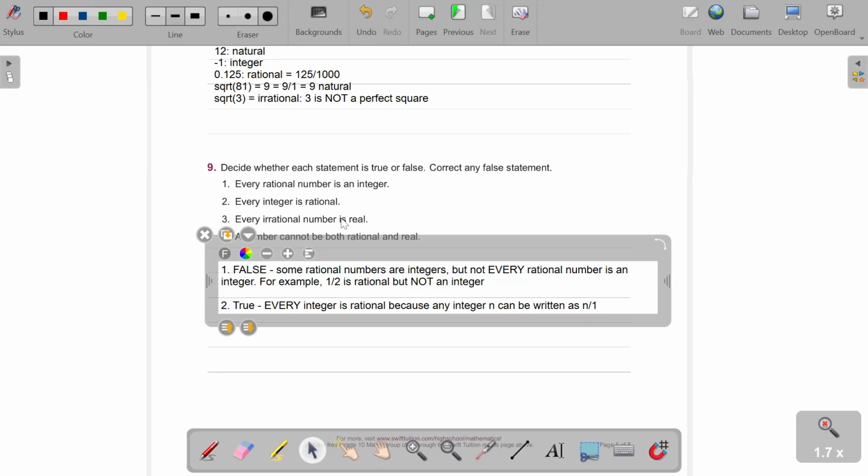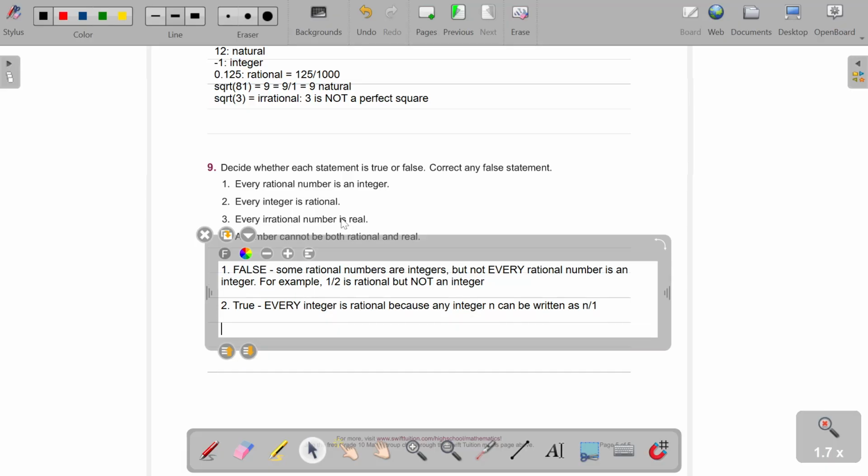Even if it's a nice number like 5, 7, 9, I can still say 9 over 1, negative 3 over 1, negative 5 over 1, right? They can all be taken as something over 1. And if n already is an integer and I'm dividing it by 1, 1 is also an integer. 1 does not change the original number, but it still matches the definition of a rational number. So every integer is indeed a rational number.